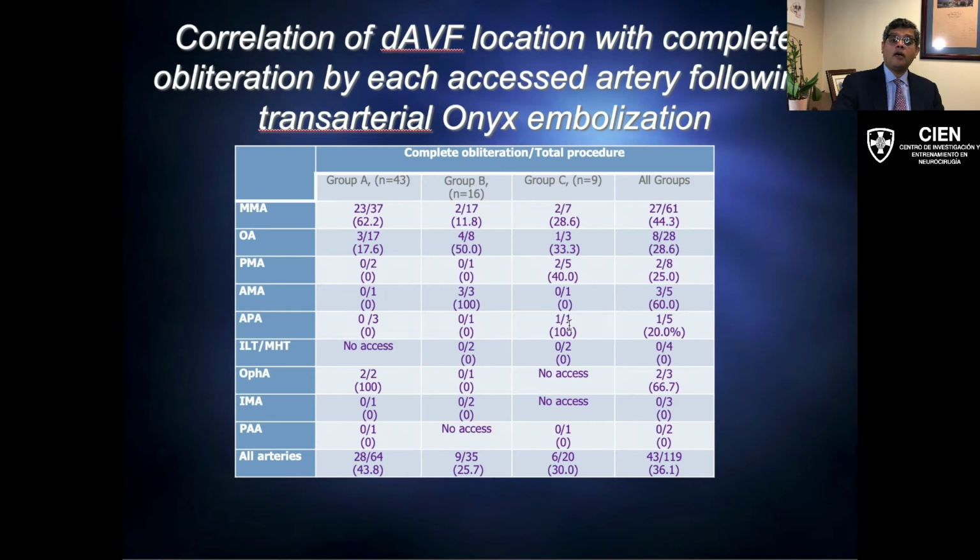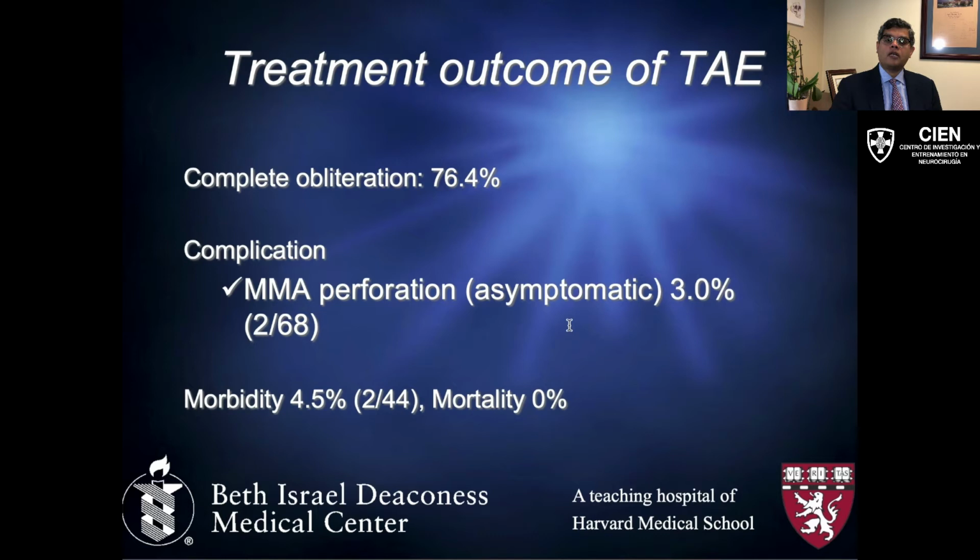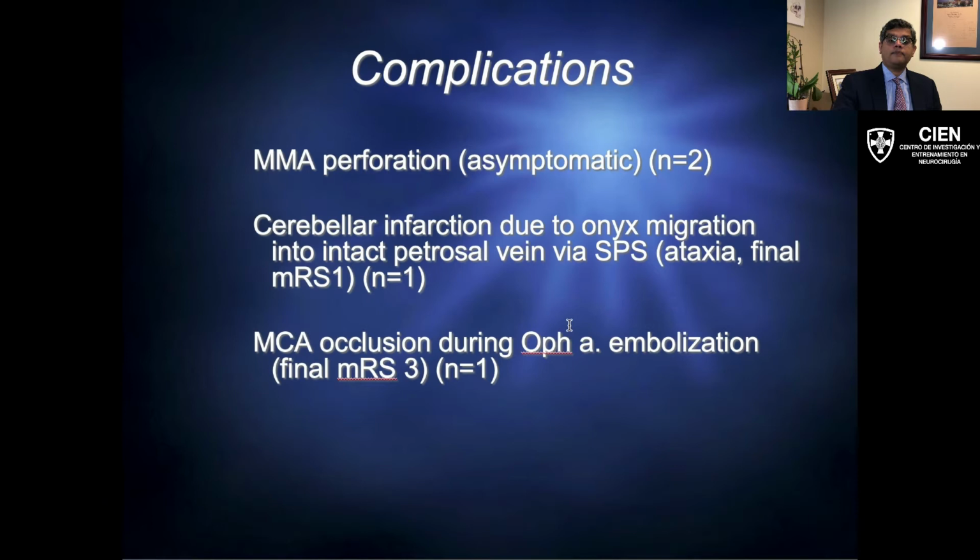So what is the outcome of transarterial embolization? We were able to obtain complete obliteration in about three-quarters of the patients. We had a few complications. There was a middle meningeal artery perforation, which was asymptomatic. This happened in 2 out of 68 patients. We did have some morbidity from a stroke, and I will explain that later. The MMA perforation was asymptomatic. We just sealed it with Onyx.